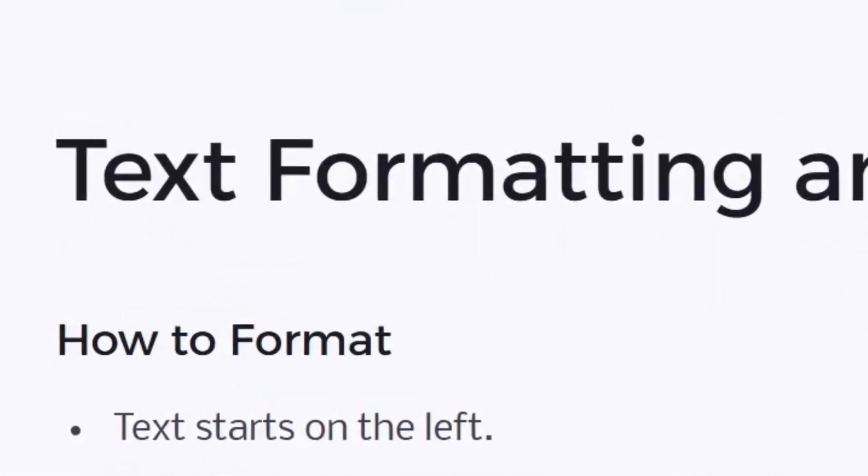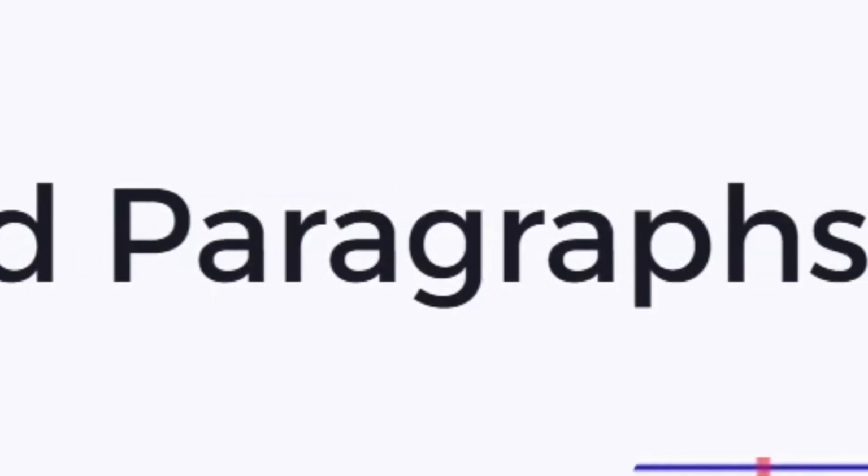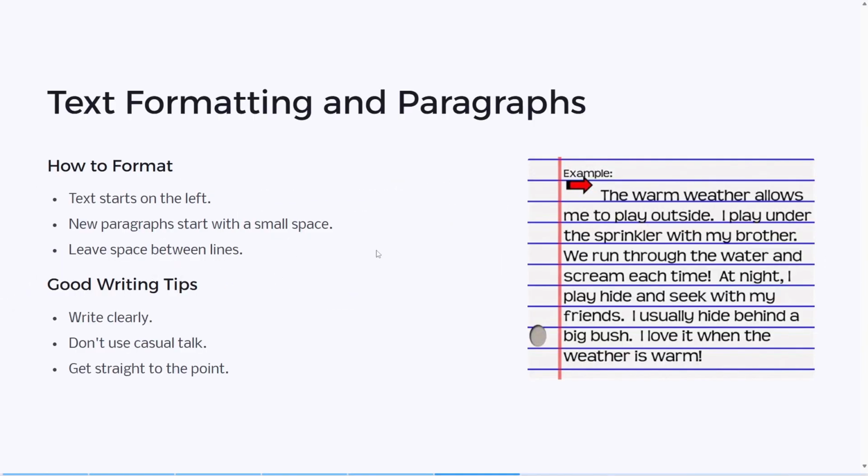So, text formatting and paragraphs. How to format: text starts on the left, as you can see right here, and new paragraphs start with a small indent. Leave space between lines. The good writing tip is to write clearly. Don't use casual talk and get straight to the point.